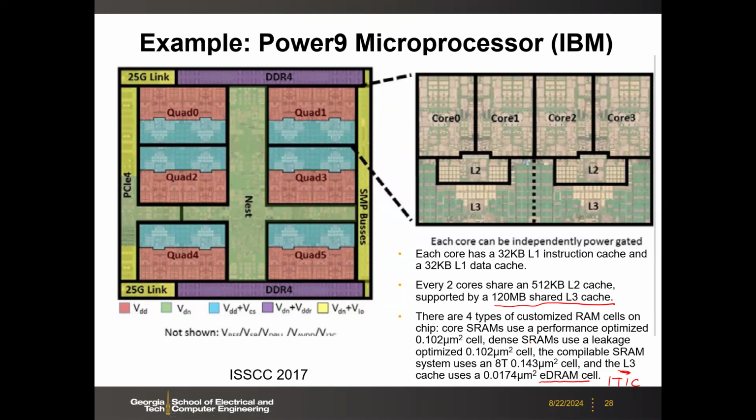Even for the dense SRAM cell, like their L2 cache is about 0.1 micrometer square, and then eDRAM is more than 5 times smaller for the cell. So that's why they can pack a 120 megabyte L3 cache here. This is a unique design, and we will talk about the eDRAM when we move to the DRAM sections.